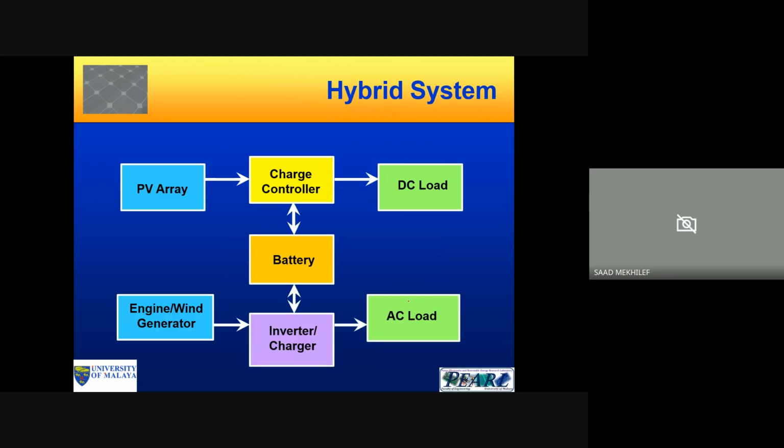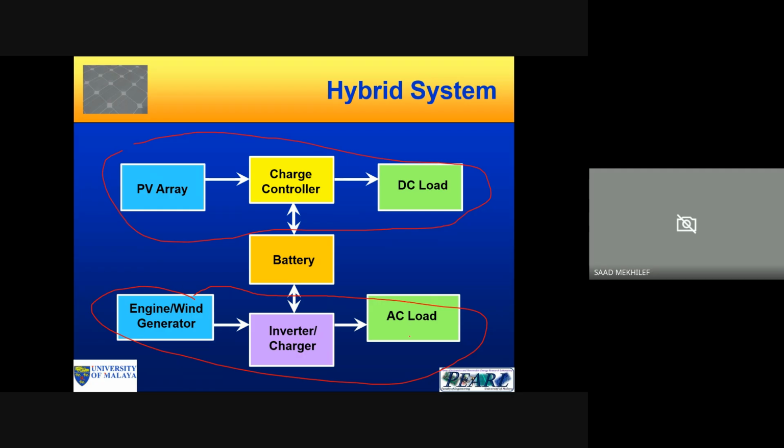Also, we have a hybrid system, where one source is DC and another is AC, and they can have a storage system in between. So PV goes to charge controllers, to the load, or to the charge. Here we have, for example, an engine, diesel generators or a wind turbine, and then we have the inverters, and maybe charge controllers, and then we have the AC loads. So this is called hybrid systems.